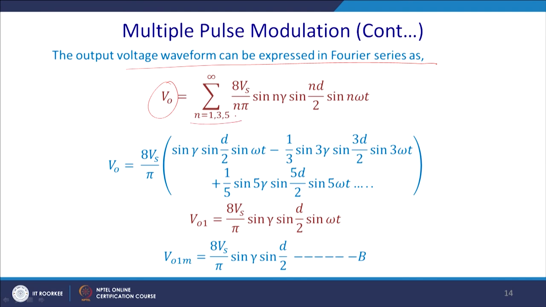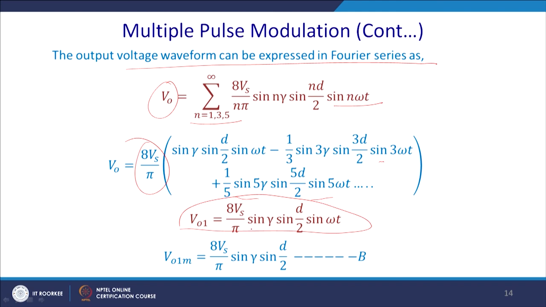So, it will be the sum over n equal to 1, 3, 5 to infinity of 8 Vs by n pi, sin n lambda, sin n d by 2, sin n omega t. And thus, you can have an expanded form: 8 Vs by pi, sin lambda, sin d by 2, sin omega t, minus one third sin 3 lambda, sin 3d by 2, sin 3 omega t, fifth and so on. But here is a beauty, you know, actually we can cancel a few of the harmonics here, and the fundamental of this will be V01.